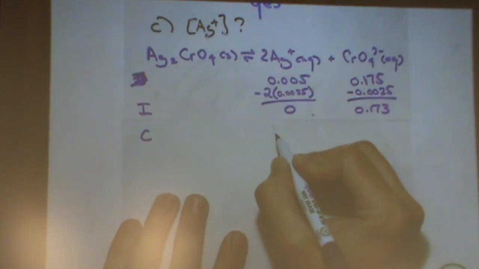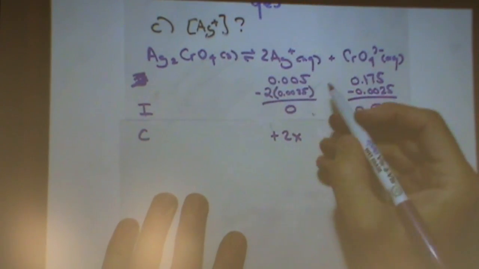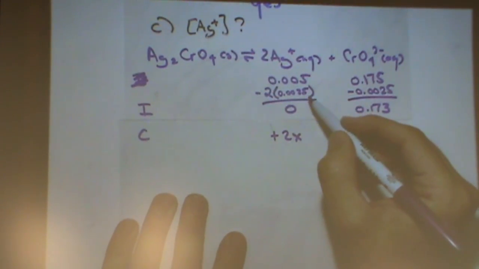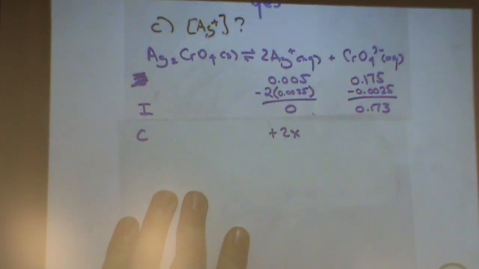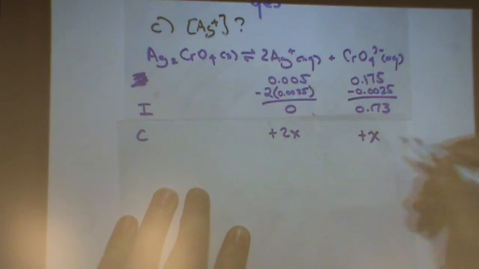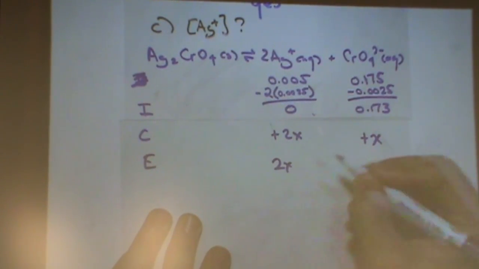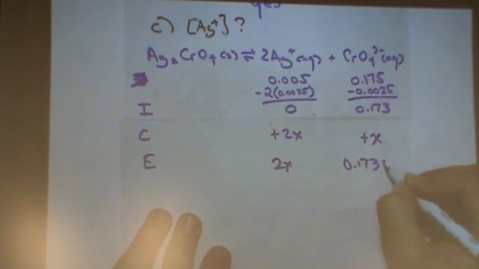Okay, C line plus 2x. Here you asked me earlier where the 2 goes. Right here and right there is stoichiometry. There's a total of 3 places that it goes. The 2 goes here and there. You'll see one more place in a second. Plus x. E line, 2x, and 0.173 plus x.